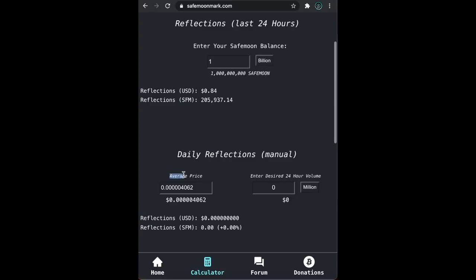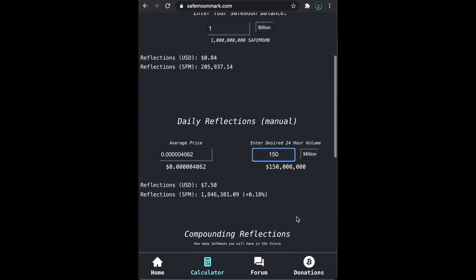Let's find out. If we scroll down, we can see we can edit the average price and volume of SAFEMOON and see how that would affect our reflections. Also, pay attention to these buttons that switch between thousands, millions, and billions. They're there so you don't have to type in so many zeros all the time. If the volume was up today and around some of our previous highs of 150 million, we would have accrued $7.50 USD or 1.8 million SAFEMOON.